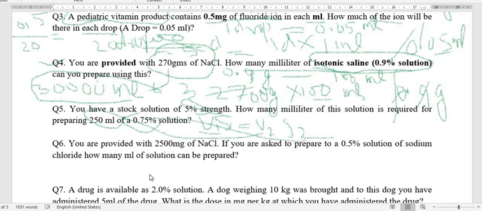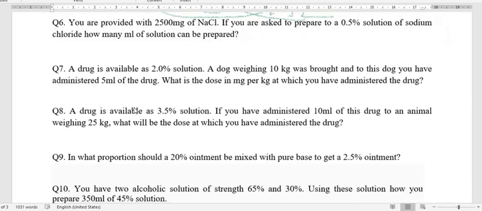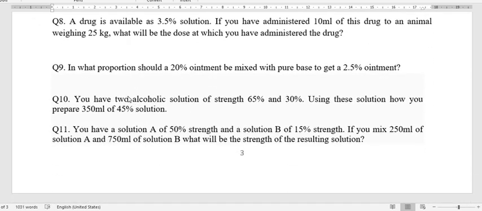So this is all about today's class. You have to solve the remaining part of the questions, and if you face any problem then you can ask. So this is all about today's class.